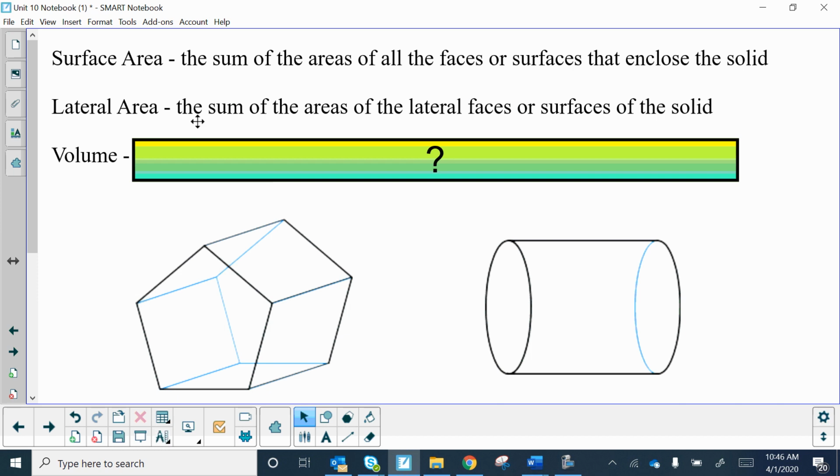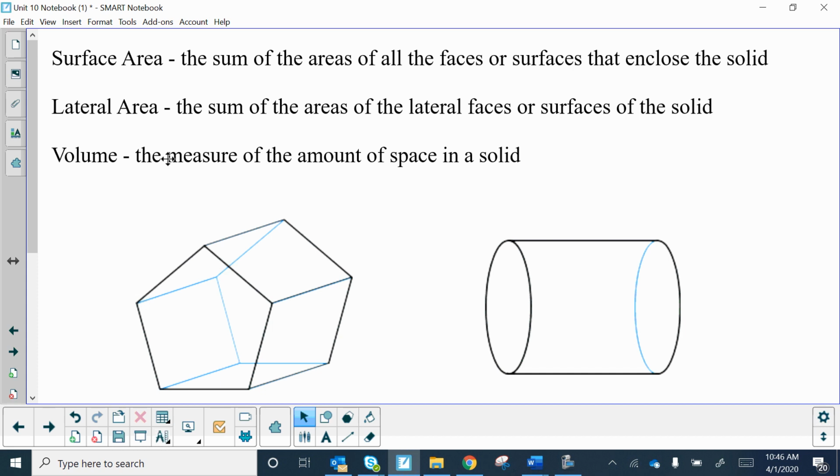Lateral area. Sometimes you'll find only the lateral area. That's the sum of the areas of all the lateral faces, which we talked a little bit about in the last lesson. Those are all the faces other than the two bases. And then volume. This is the measure of the amount of space in the solid.